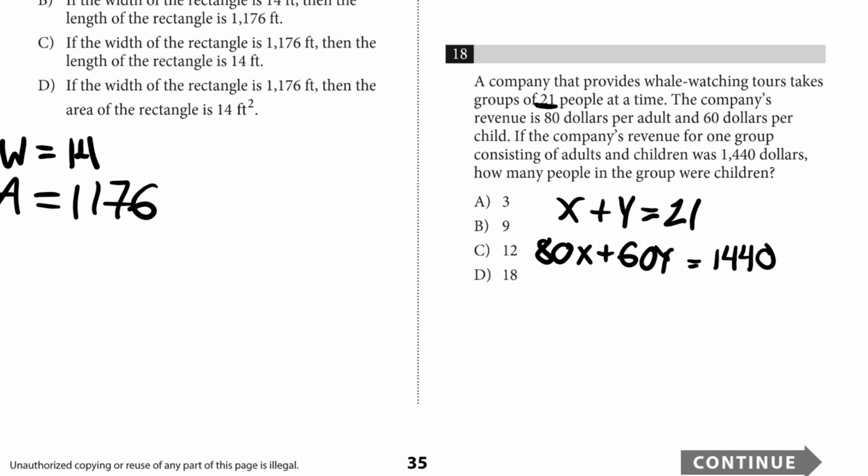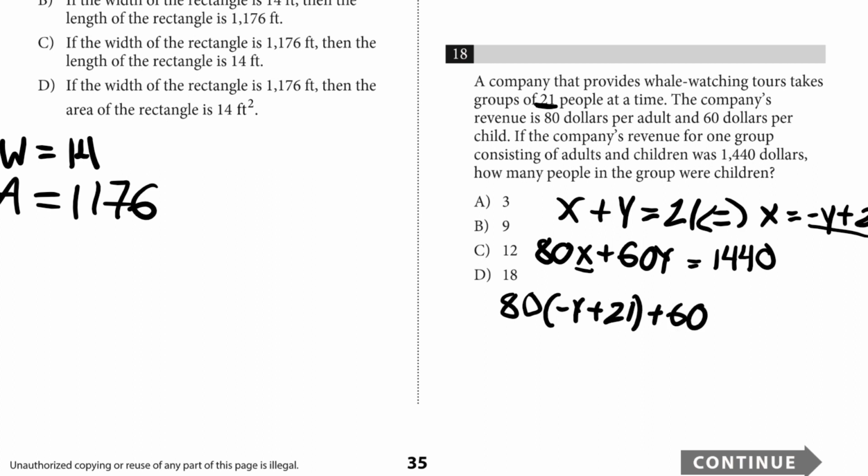The first step is to get x by itself for the equation on top. We do that by subtracting y. We're going to get x equals negative y plus 21. And then we're going to plug this in for x in the other equation. This is going to be 80 times negative y plus 21 plus 60y equals 1,440.